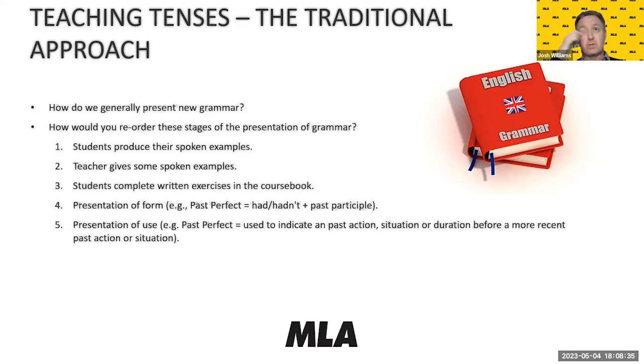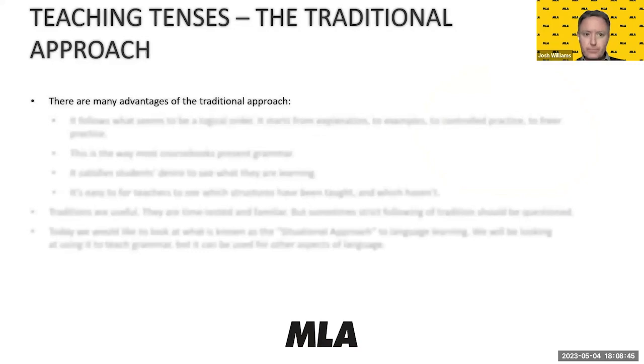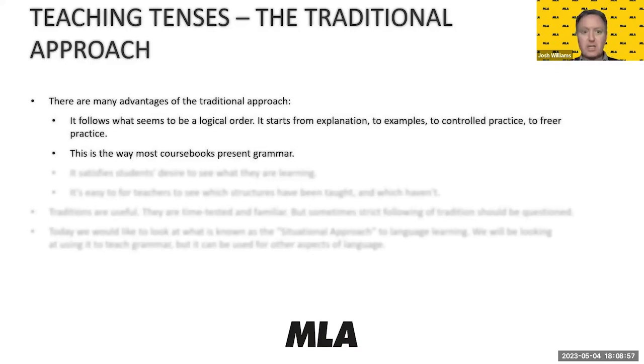A lot of books introduce it also with an example, so it might be that you introduce it with an example and then go on to the form. Now that might be the traditional approach, but it follows what seems to be a logical order. It starts from an explanation to examples to controlled practice to freer practice. That's the way most course books cover it. It really does satisfy students' desire to see what they're learning.